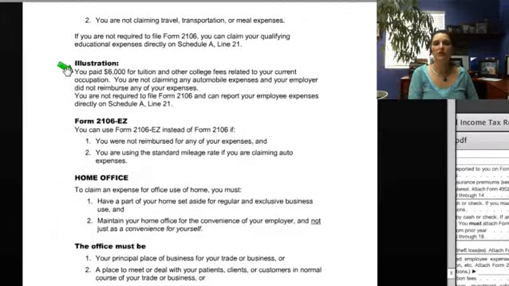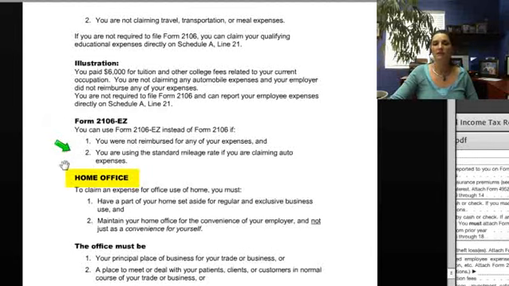You are not claiming any automobile expenses, and your employer did not reimburse any of your expenses. You are not required to file Form 2106, and you can report your employee expenses directly on Schedule A, line 21. Form 2106EZ: you can use Form 2106EZ instead of the long Form 2106 if you were not reimbursed for any of your expenses and you are using the standard mileage rate if you are claiming auto expenses. Home office is the next topic.